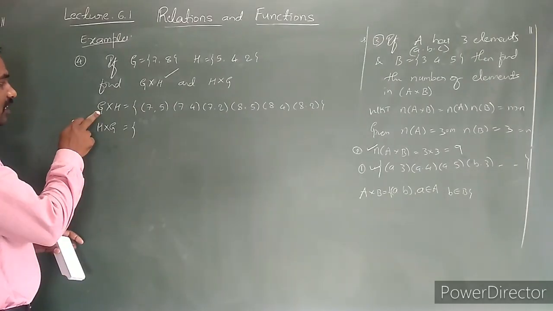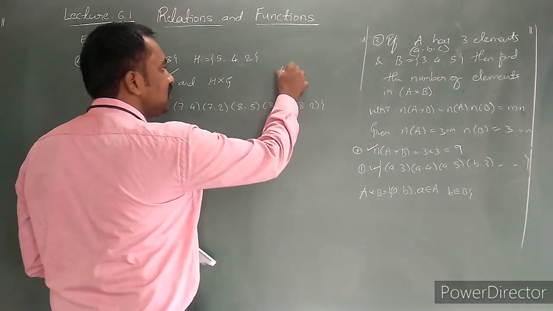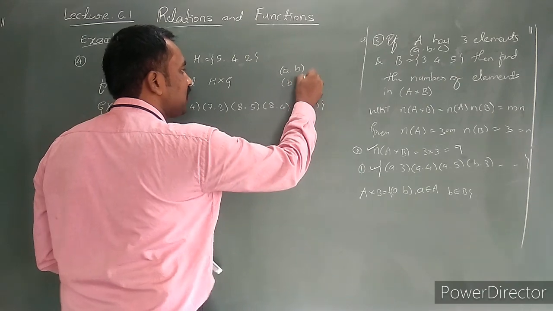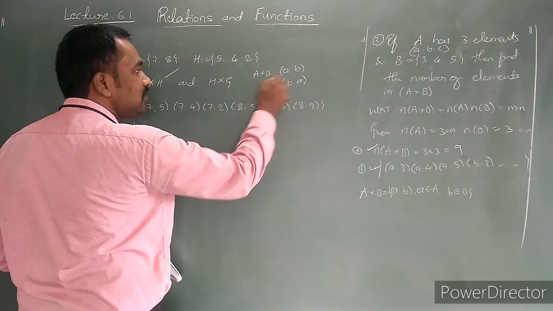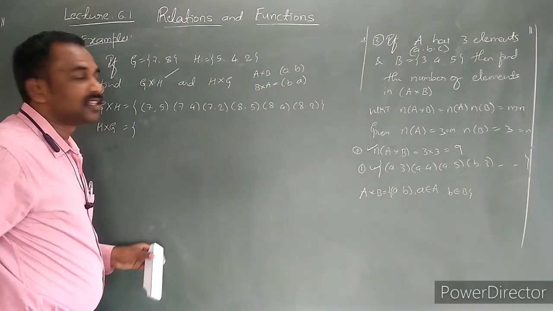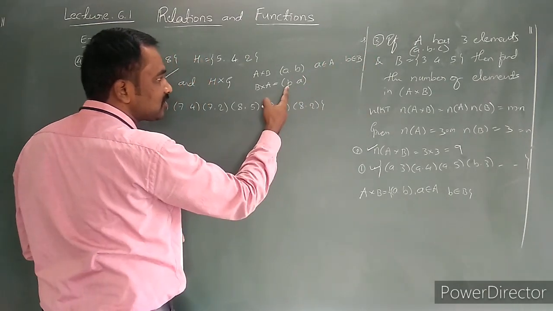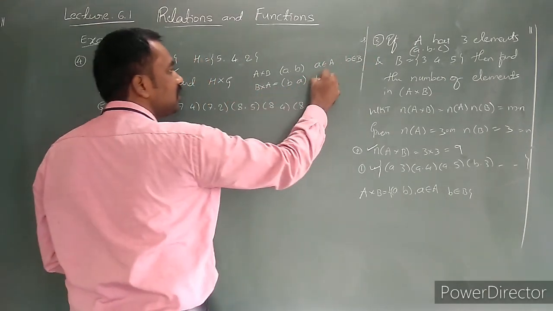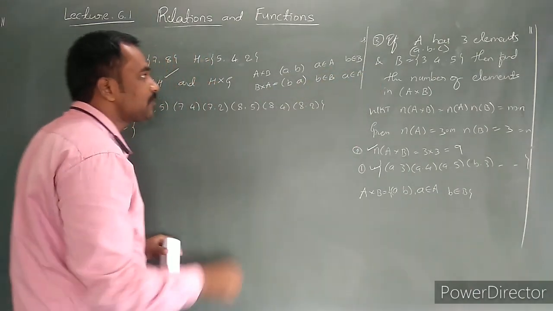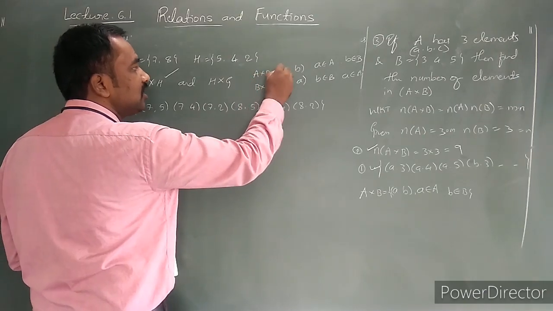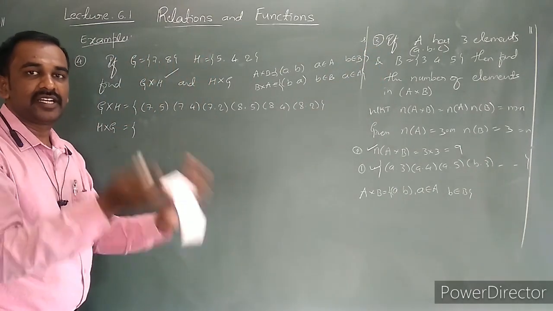No need to worry. After writing G cross H, we need H cross G. Just interchange. Just interchange means (a, b) is there, write (b, a). That's all. Here, this element is present in A cross B, this element is present in B cross A. Here a belongs to the set A, b belongs to the set B. Here also the same thing: first element belongs to the first set B, second element belongs to the second set A. So this is A cross B, this is B cross A. Just interchange, (a, b) written as (b, a).